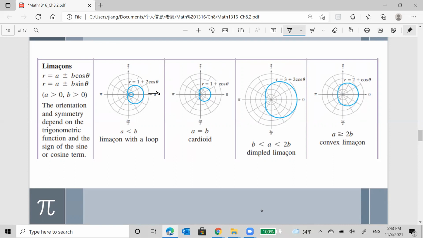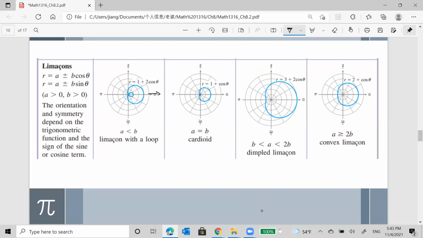If a equals b, 1 and 1 here, you don't have that strength. So this inner loop goes a little bit outside. Then there's no inner loop for a equals b. So that's a heart shape. We call it cardioid. And then if you have less strength, so you can't pull that hard, that means b is smaller than a, or I can say a is greater than b but less than 2b. We call this shape a dimpled limaçon.